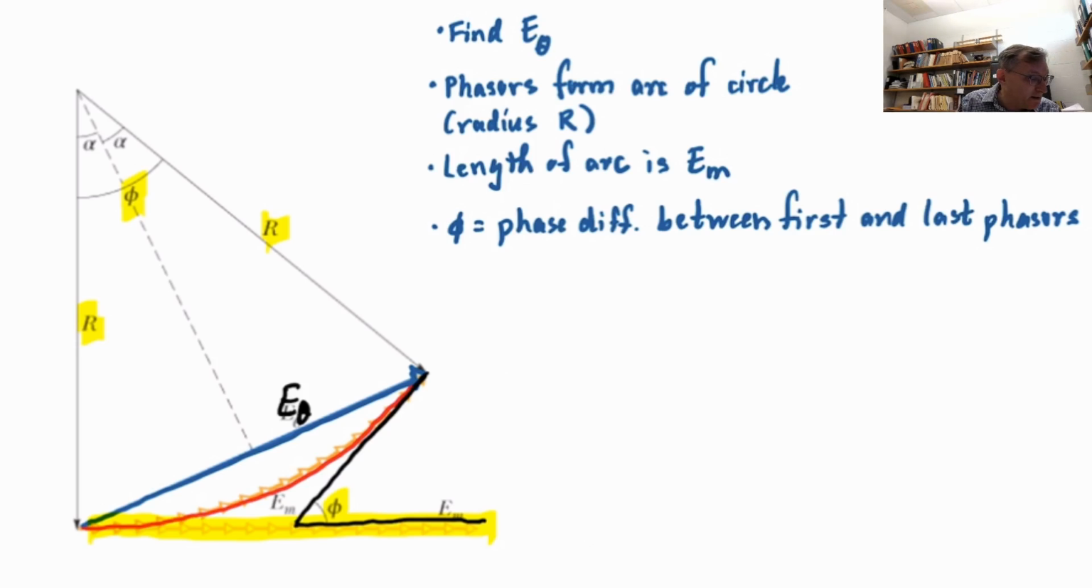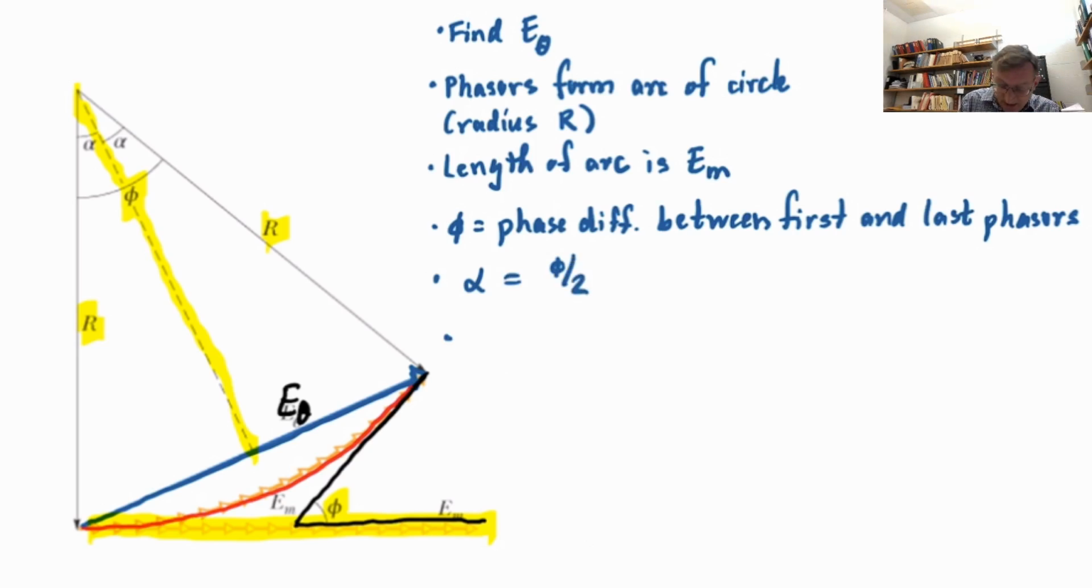That's what the phi is. Then we have put in a bisector there, going right down the middle of that angle. And so the angle alpha, just because we've bisected it, is phi over 2. That's just geometry.